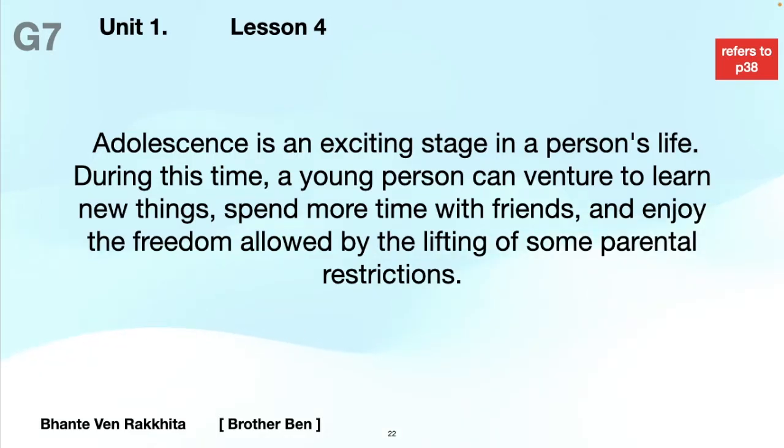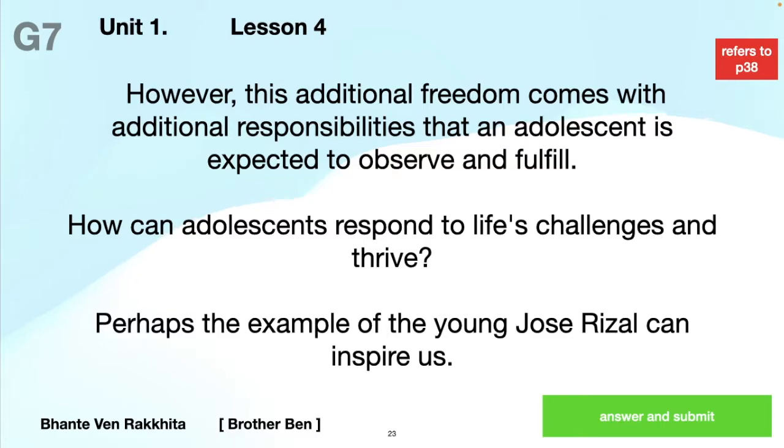So reading then. Adolescence is an exciting stage in a person's life. During this time, a young person can venture to learn new things, spend more time with friends, and enjoy the freedom allowed by the lifting of some parental restrictions. However, this additional freedom comes with additional responsibilities that an adolescent is expected to observe and fulfill.